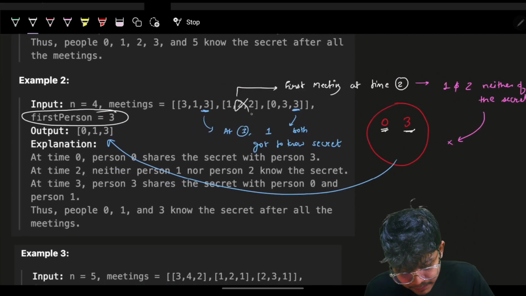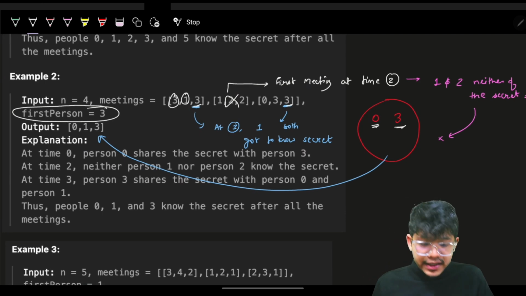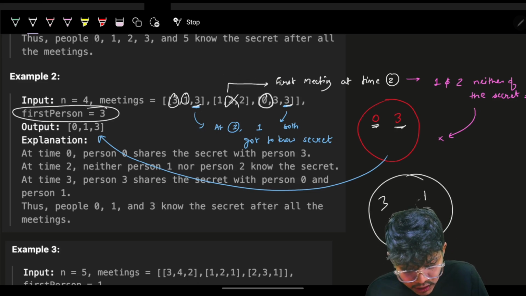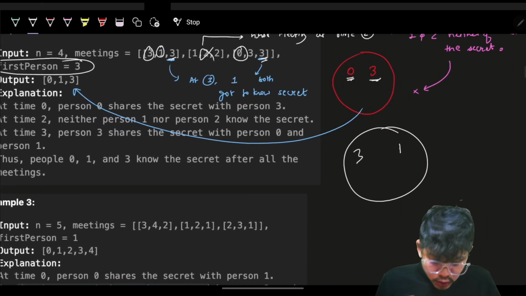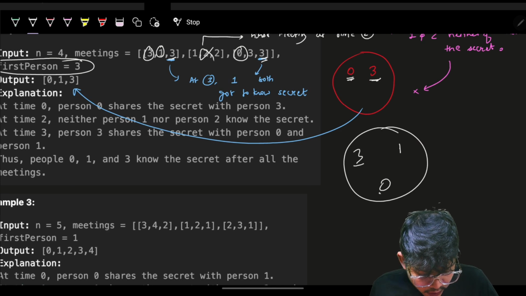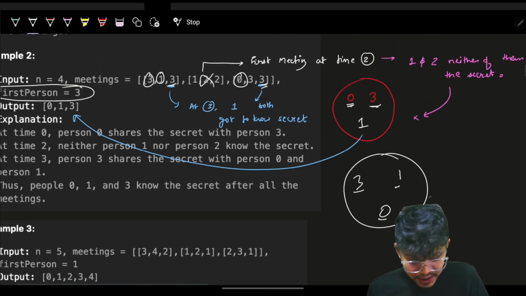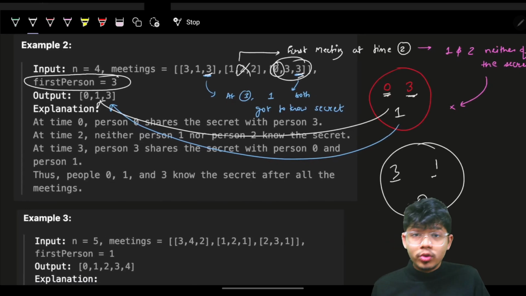Okay, next time later in future, time 3, as you can see, 3 and 1 are in the meeting room. Then 3 and 0 also need to meet at the same time, so they have to come in the same meeting room. So okay, 0, 1 and 3 are in the same meeting room right now. Now you can see 0 and 3 already know the hidden thing, but 1 doesn't know, so they will tell 1. Okay, 1 will now also know, and you will see all meetings are over. So ultimately in the end, 1, 0 and 3 know the hidden thing.